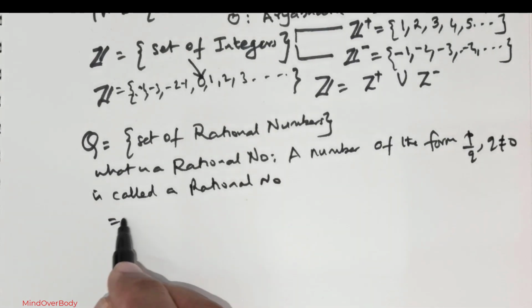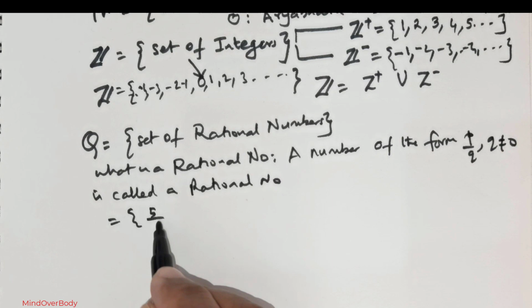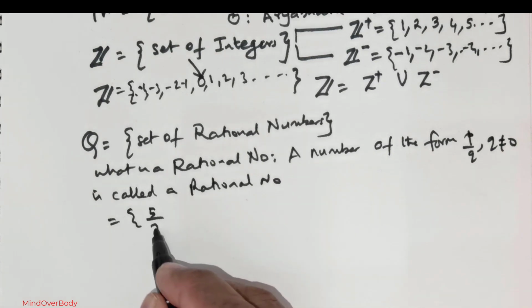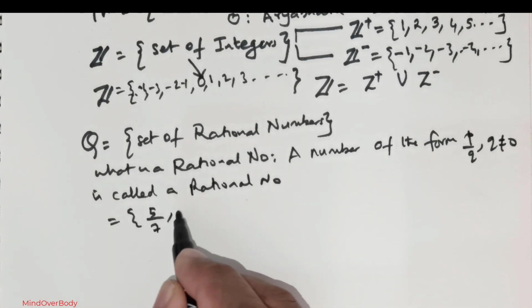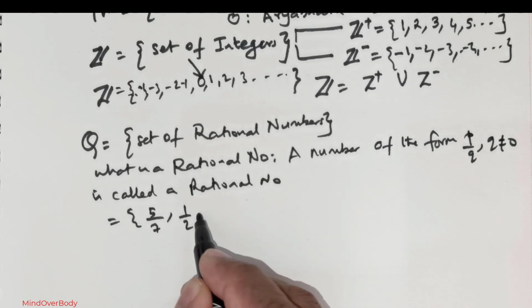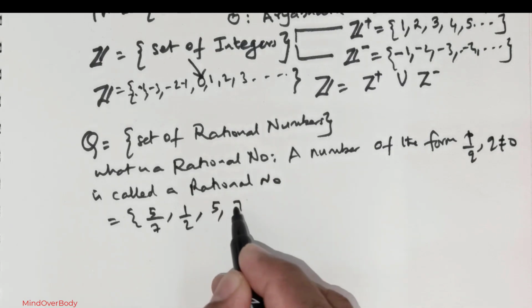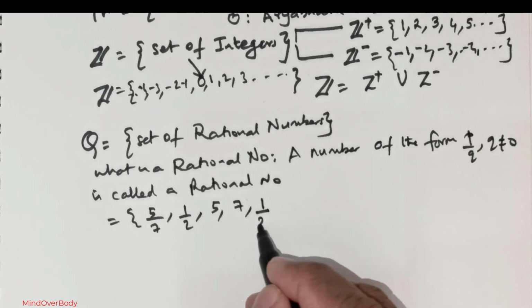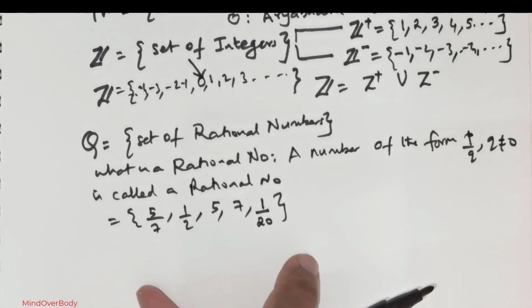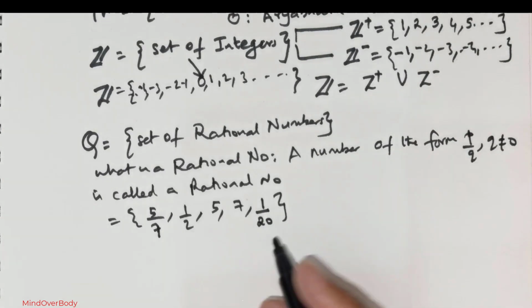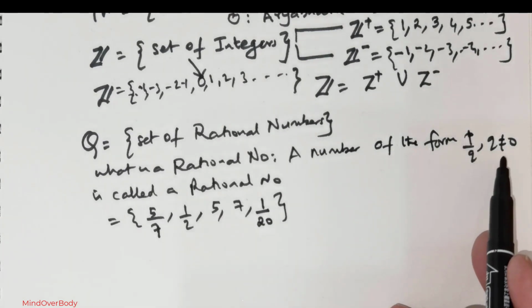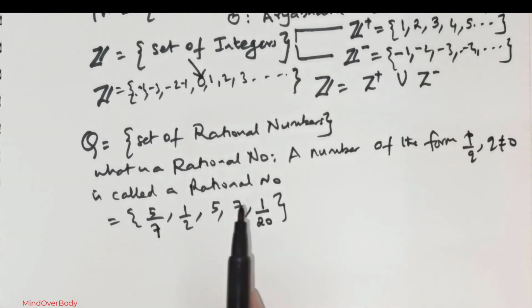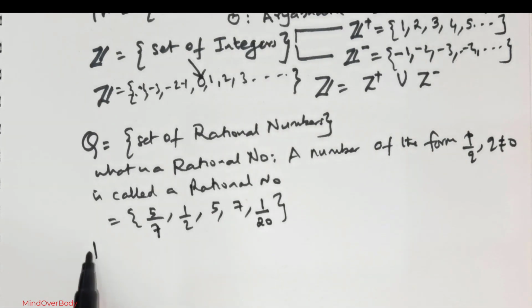Any example for rational numbers? Say 5 by 8 is a rational number, 5 by 7 is a rational number, 1 over 2 is a rational number, 5 is a rational number, 7 is a rational number, and so on. 1 over 20 is a rational number. So these are all some examples of rational numbers. A number of the form P divided by Q, where Q is not equal to 0, is called a rational number. Okay, so these are all some pre-built-in sets. Now next comes real numbers.